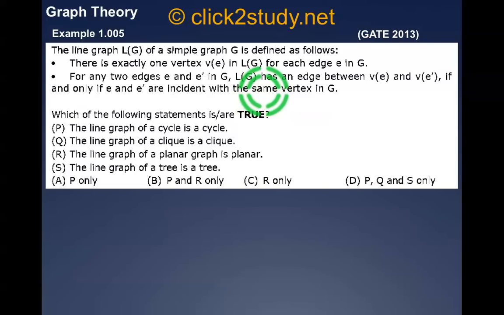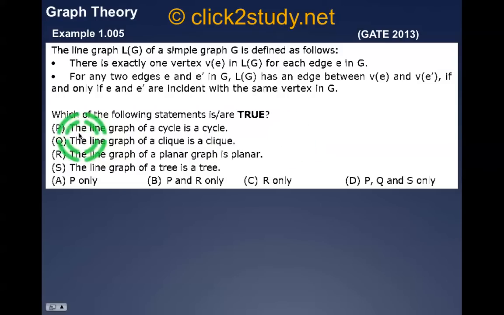Alright, so as of now you know that there is something called the line graph LG of some graph G, which is defined using these 2 points, and then you have to answer these questions. You have to answer which of the following statements is true. You are given statements P, Q, R and S, and you have to determine which of them is true. So as of now you know that there is something called line graph, or if I give you a graph G, then what you can do is you can create the line graph for that graph G.